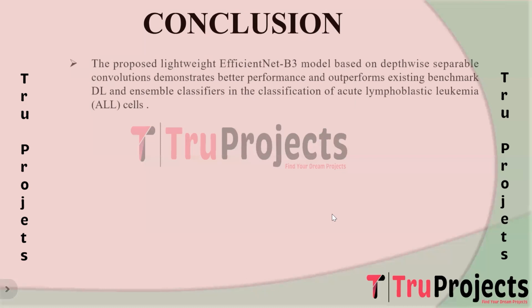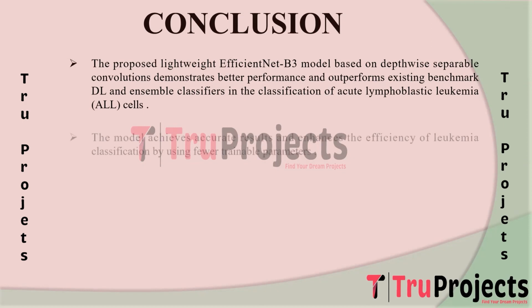The conclusion of the project is the proposed model based on the EfficientNetB3 architecture with Depthwise separable convolutions demonstrates superior performance compared to existing benchmark deep learning and ensemble classifiers. This superiority is observed in the model's ability to accurately classify acute lymphoblastic leukemia ALL cells within white blood cell images. It potentially achieves higher accuracy, better precision, recall, and overall F1 score when compared to these existing classifiers.